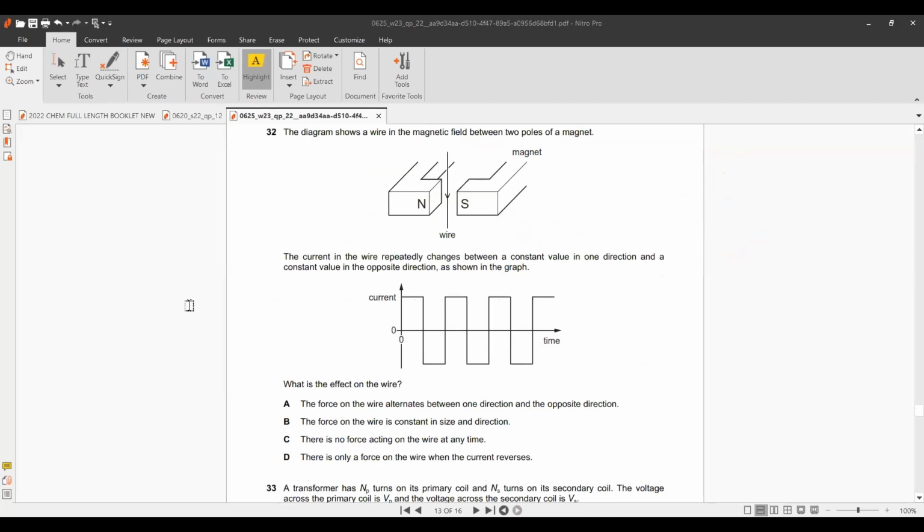Moving on to the next one, they have asked us, if there is an alternating current present in the wire, what kind of force would the wire experience? We know that when there's an alternating current, the force experienced would also alternate. So we'll find that option. The force on the wire is constant? No. There is no force acting? Wrong, there's only force when the current reverses. No. So the only right option is the one: the force on the wire alternates between one direction and the opposite direction.